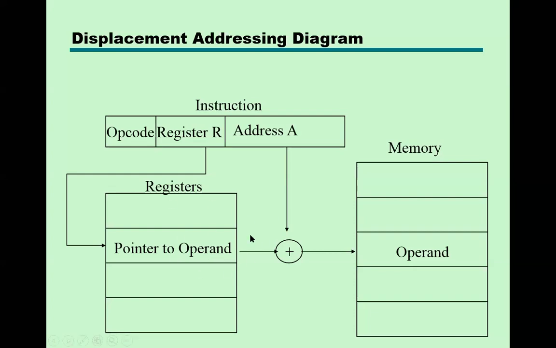But how will you get the operand address? You will get the operand address when you add it with the address A. So here you will find both values are required, the register value as well as the address value, for the addition, if you are doing addition. So first the register points to the register and address A. First we have to perform addition, and then you will get the respective memory location.